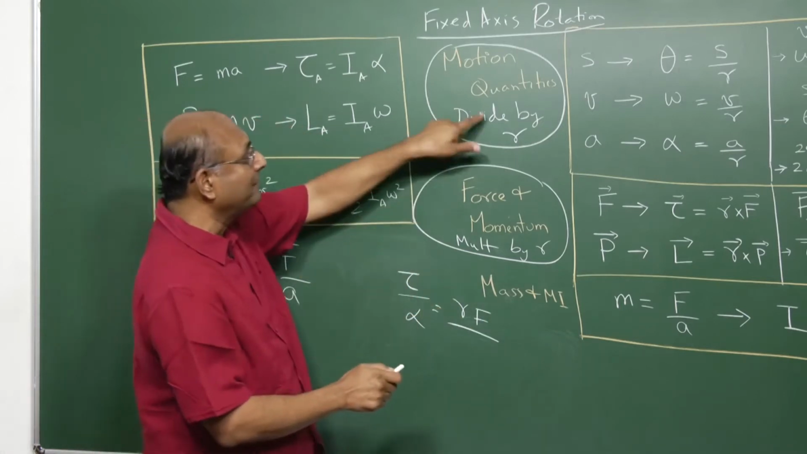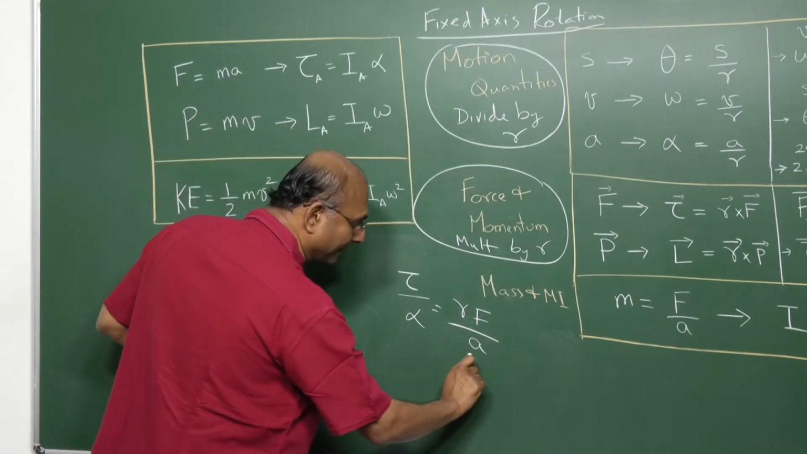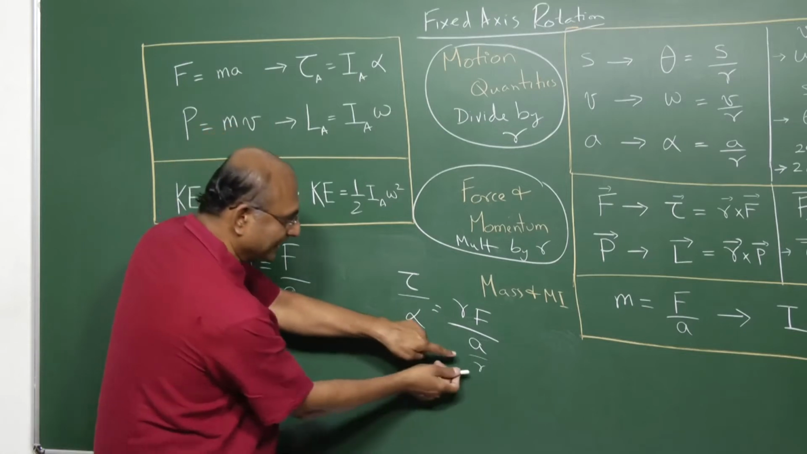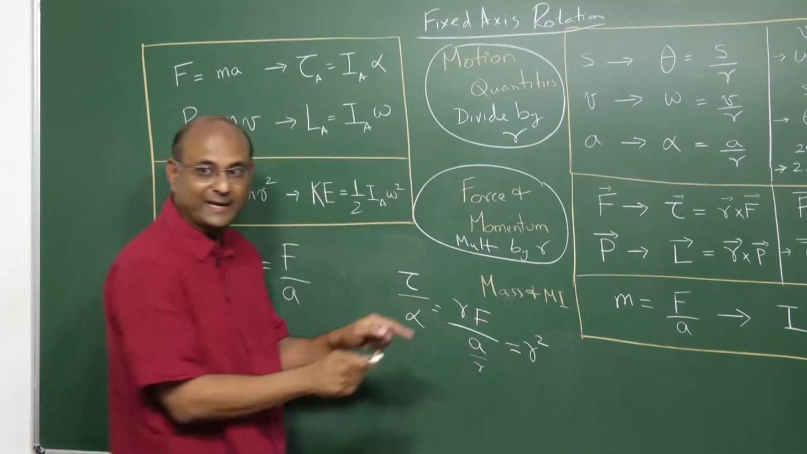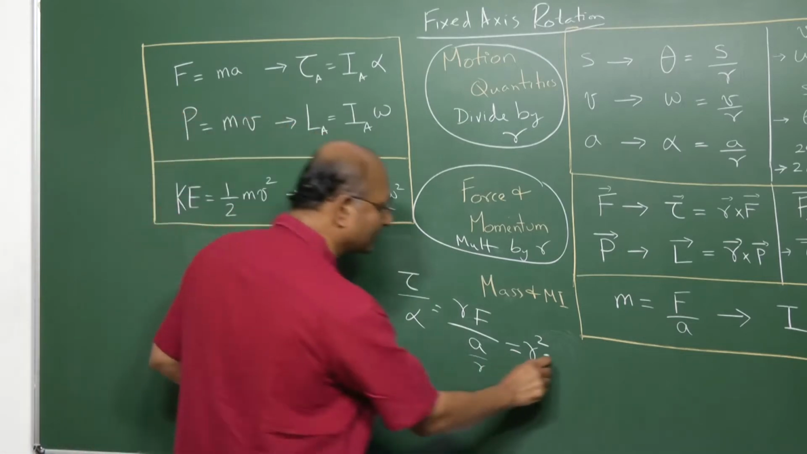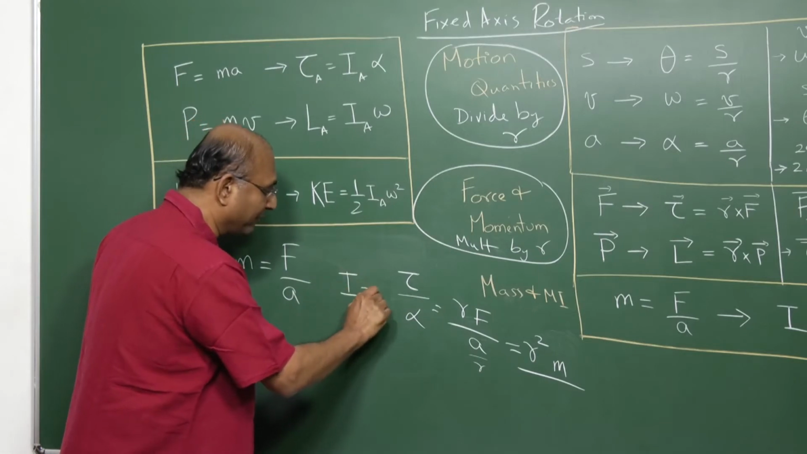Alpha would have been division by R, so this would have been A by R. So you see that this R goes up, and so this gives me R square times F by A. F by A would have been mass, so that's why I get R square times M. Now this quantity we call moment of inertia.